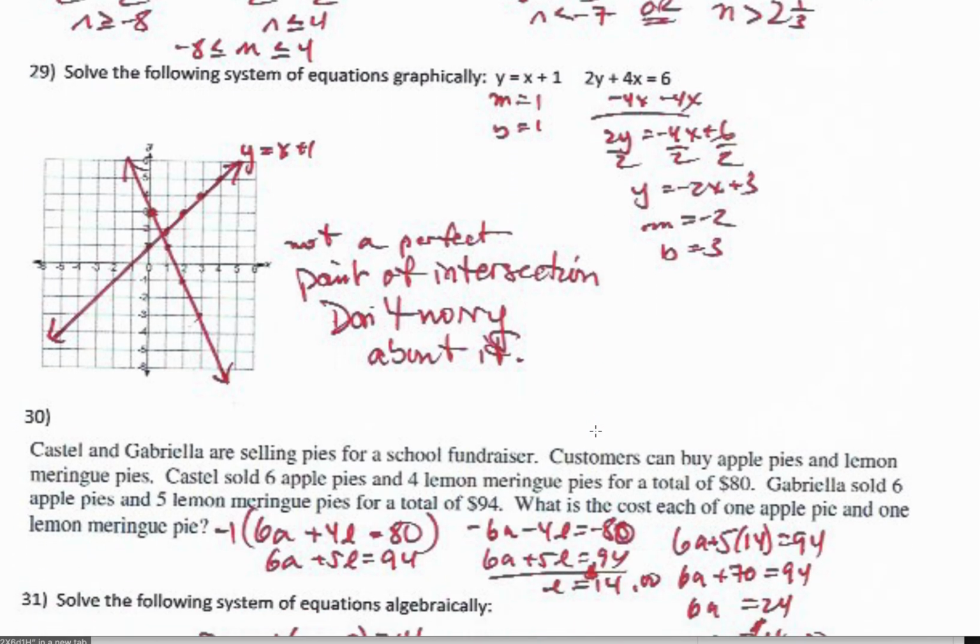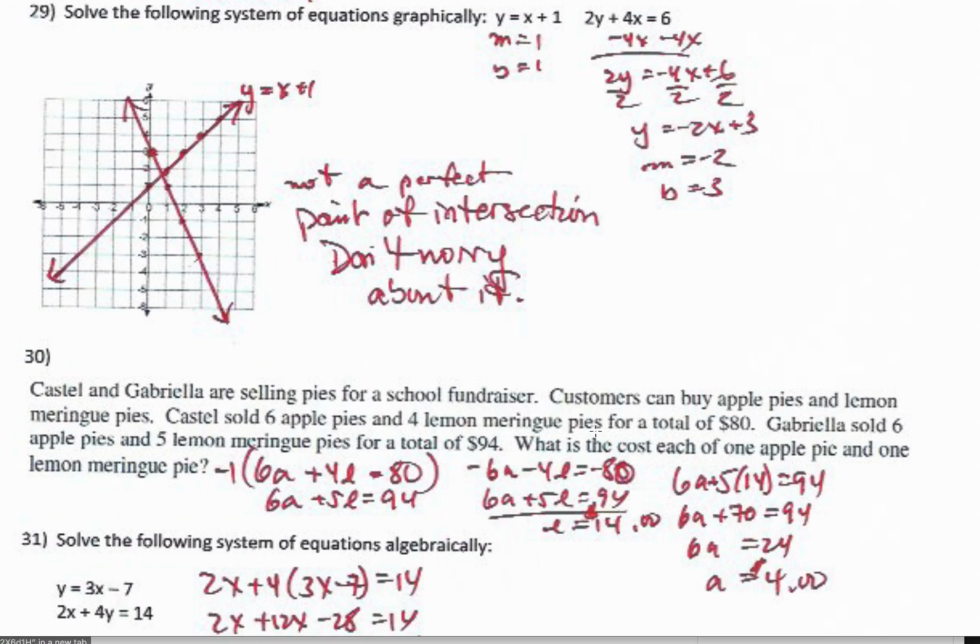Okay, solve the following system of equations graphically. That means graph both lines at the same time. And I'm going to get y equals x plus 1, which has a slope of 1 and y-intercept of 1. 2y plus 4x equals 6. Subtract 4x from both sides. Then divide by 2, and I get a slope of negative 2 and a y-intercept of 3.